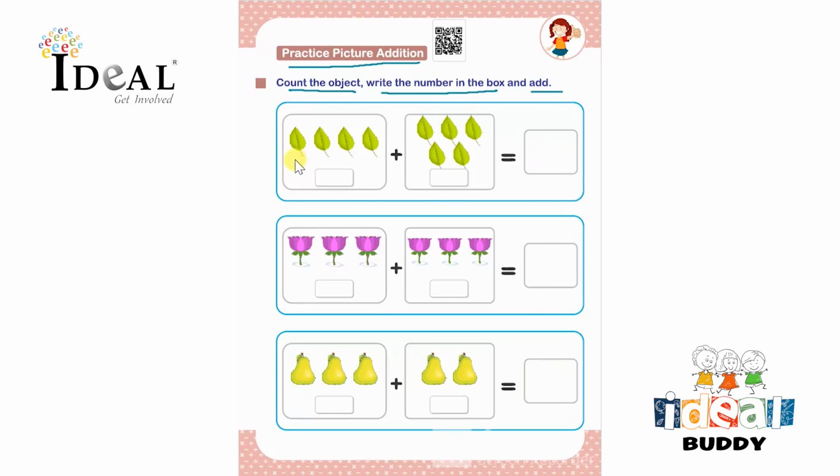So first of all 1, 2, 3, 4. They will be writing the number 4 here. After that it's 1, 2, 3, 4, 5. It's 5 over here. So 4 plus 5 equals to 9.